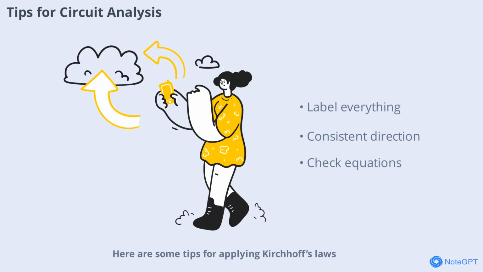Here are some tips for applying Kirchhoff's laws. Always label all currents and voltages clearly. Choose a consistent direction for current flow. Even if you're not sure which way it actually goes, the math will sort it out. Double-check your equations for each loop and junction and don't forget to include all sources and drops.